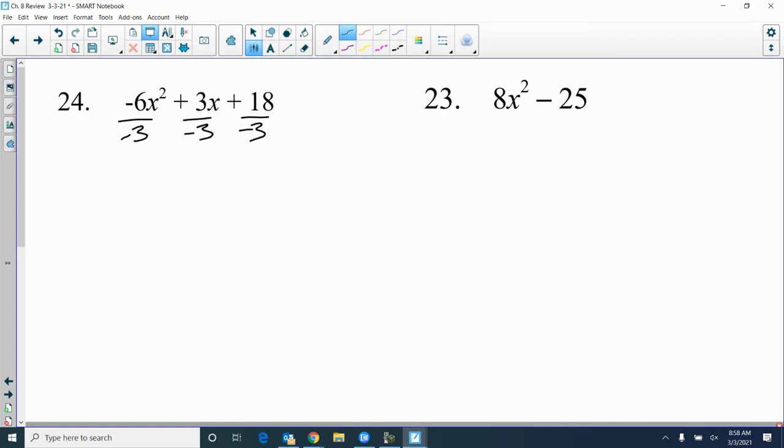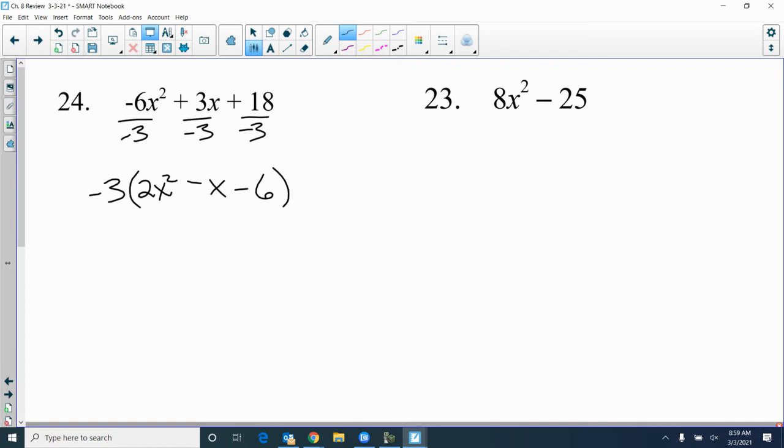That's going to leave me a trinomial. In that trinomial, I'm no longer going to have a negative out front. So I get -3 out front. And Colin, what's going to be left inside my parentheses here? 2x squared minus x, and then minus 6.